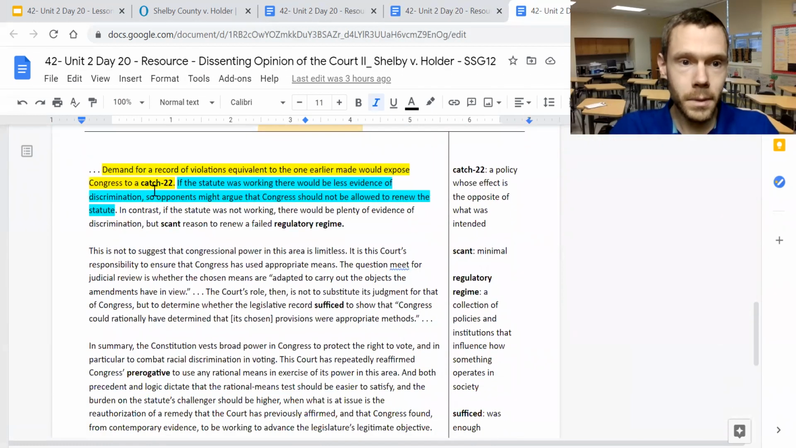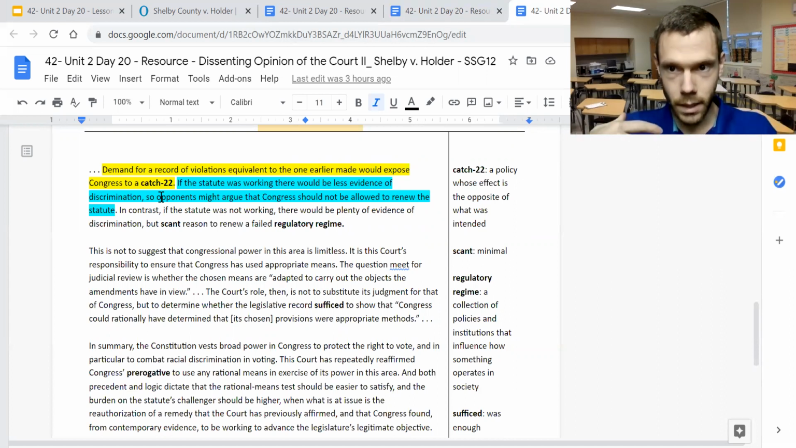And then looking at specific things, I just want to point out this paragraph on page 2, where we see this idea of the connection to our demand for a record of violations of voting issues, equivalent to the one made earlier, would expose Congress to a catch-22. If the statute was working, there would be less evidence of discrimination. So opponents might argue that Congress should not be allowed to renew the statute. In contrast, if the statute was not working, there would be plenty of evidence of discrimination, but minimal or scant reason to renew a failed regulatory regime.